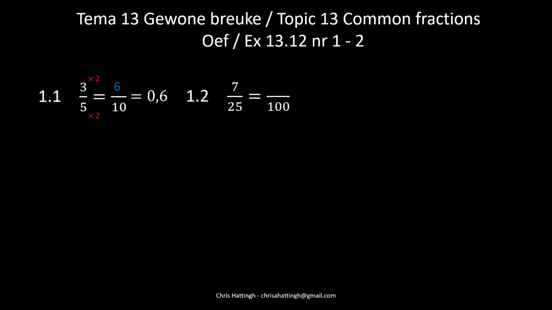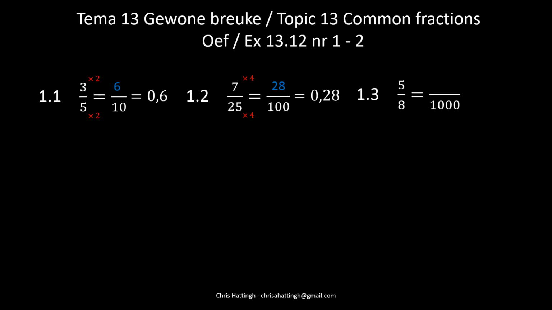Number 1.2. The 25 can go into 100, so you're going to convert it to a fraction that's got a denominator of 100. So 25 you multiply it by 4 to get 100, so you need to multiply 7 by 4 to get 28. The 100 has got 2 zeros, so your final answer will have 2 decimal places, so it will be 0,28.